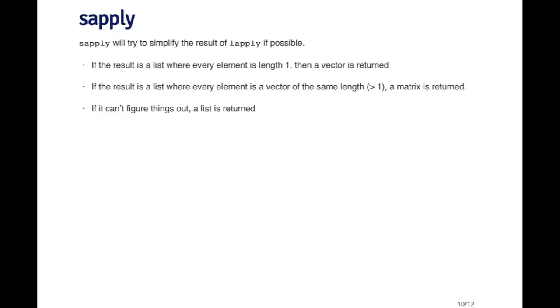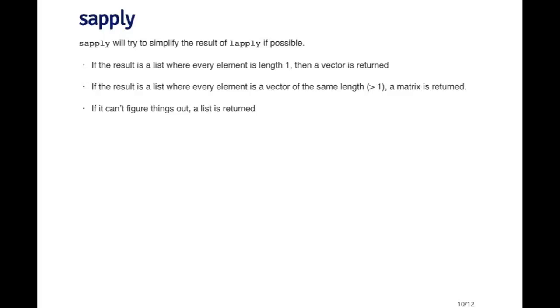So sapply is just a variant of lapply, and all it does is try to simplify the result of lapply if possible. Recall that lapply always returns a list, but sometimes you don't want a list. Sometimes you want something different. So for example, if the result is a list where every element is of length 1, then sapply will return a vector of all those elements. Usually you don't want a list where every element is a single number, for example. And so sapply will simplify that into just a vector.